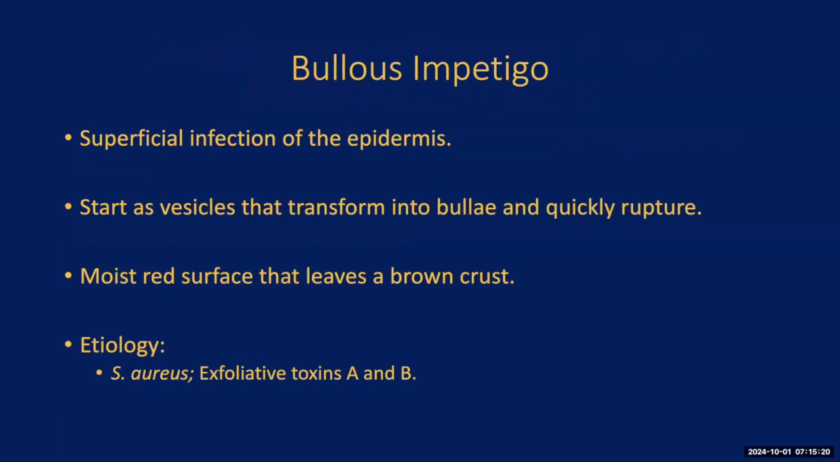The next we'll move on to bullous impetigo. Similar to impetigo, it is an infection of the epidermis. The difference being that instead of just vesicles developing, they form larger bullae, and they often rupture very quickly, leaving a brown crust rather than the typical honey crust. And there may be an erythematous raw base as well. So this is caused by Staphylococcus aureus, ones which produce exfoliative toxins A and B.